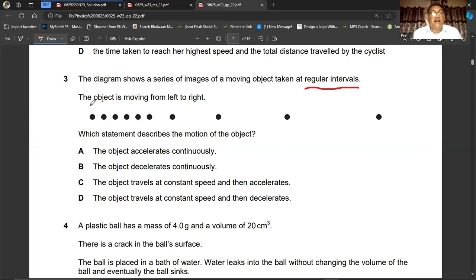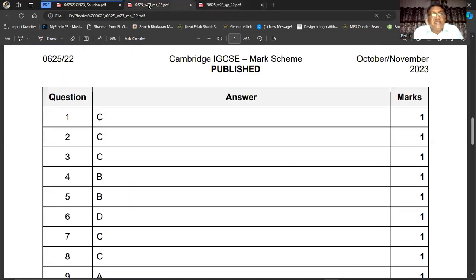Here you can see after equal intervals, the object has covered equal distances. But here in equal interval time, the distance traveled has started increasing. So in this portion, it is moving with constant speed. Here the speed has started increasing. So the object travels at a constant speed and then accelerates. In the first portion, it was moving with a constant speed. Then its speed started increasing, meaning it started accelerating. So I think C is the right option. Question number 3, C is the right option.